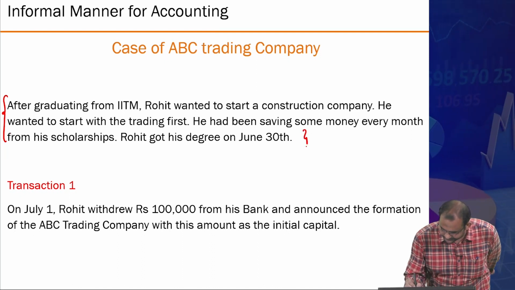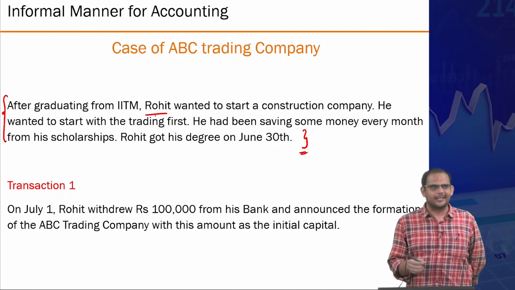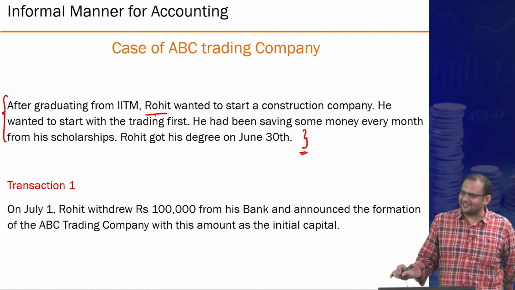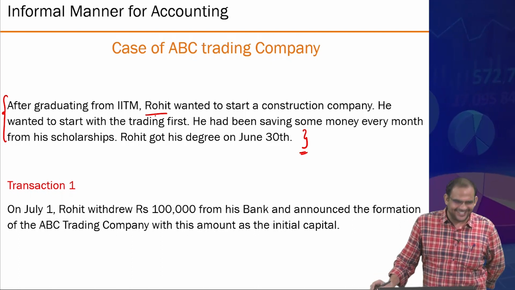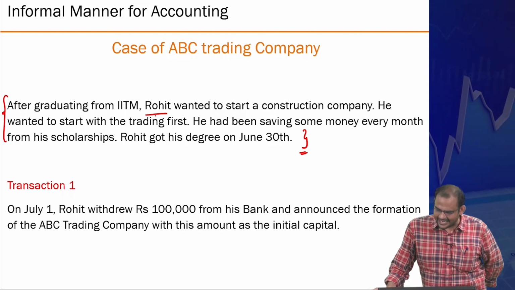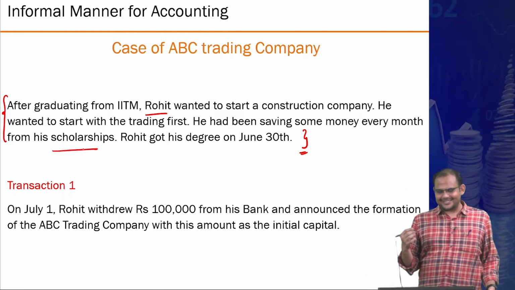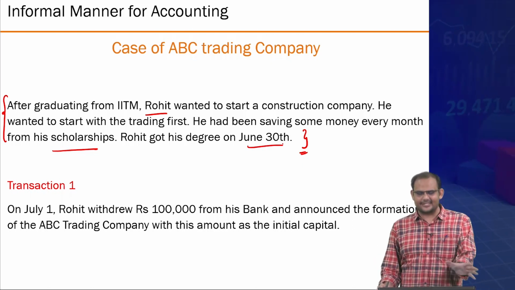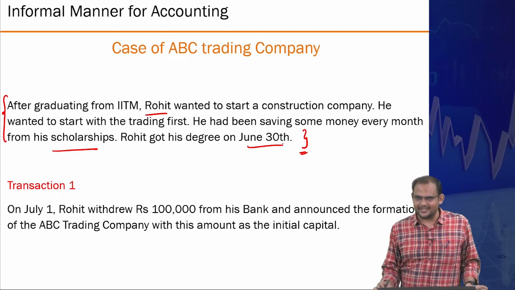A little bit of a story. Rohit is my first master's student, so I am trying to make him famous. He's now in IIM Ahmedabad, so that also connects. But essentially, after graduating from IIT Madras, Rohit wanted to start a construction company. Not true. At that time, that was the hope. He wanted to start with trading first, and he had been saving some money every month from his scholarship. Again, not true. Rohit got his degree on June 30th. This is true. So this is just content, trying to make it a story. Of course, you could always see the boring numbers. That's not the point.